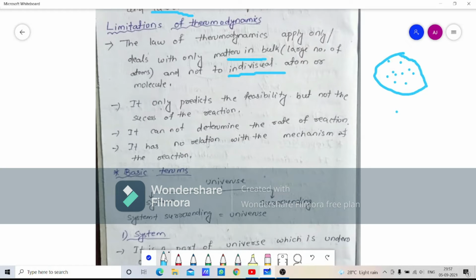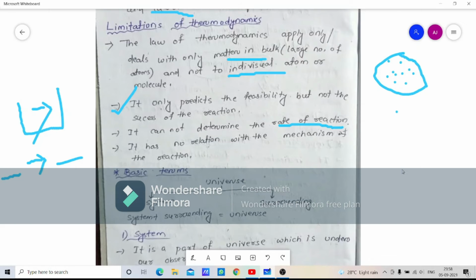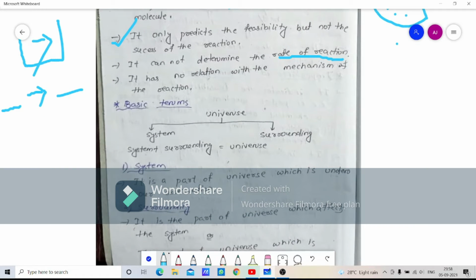So by the help of thermodynamics we can calculate whether a reaction will proceed or not, but we can't calculate whether the reaction will be successful at the end or not. And it cannot determine the rate of reaction. In thermodynamics we can't calculate the rate of reaction, that means at which rate the reaction will proceed, and it has no relation with the mechanism of the reaction, because it only relates to the change in heat but not the mechanism of the reaction.